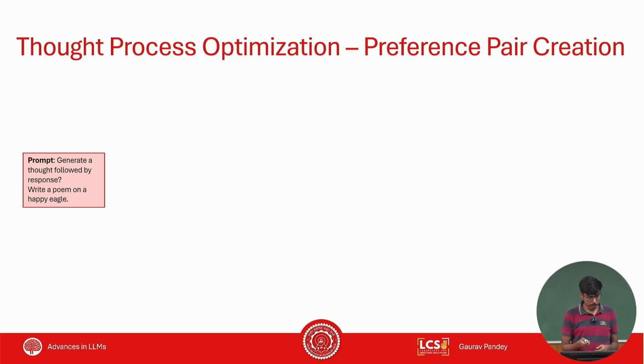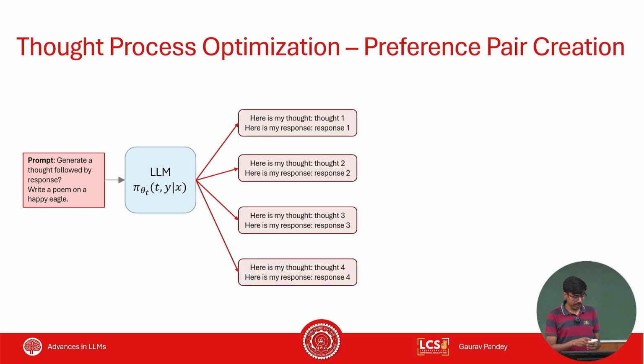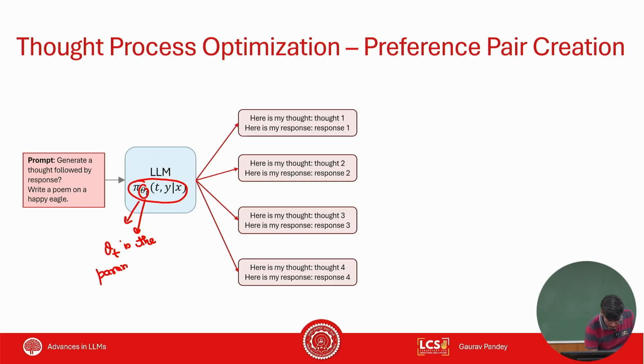You feed this prompt to your LLM, and I'm calling this LLM pi theta t. Unfortunately, this t is the same as the t in thought, but it's okay, I'll keep it like this for now. Theta t is your LLM, or the parameters of the LLM, after t iterations of training. Initially it will be theta 0, and then after each training you will have a different LLM from which you will sample.